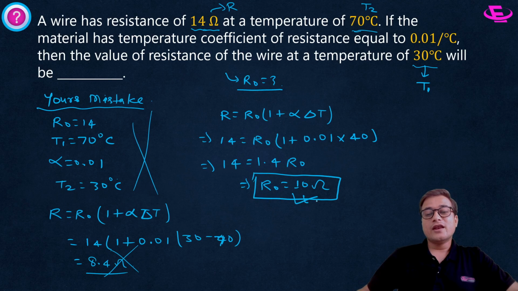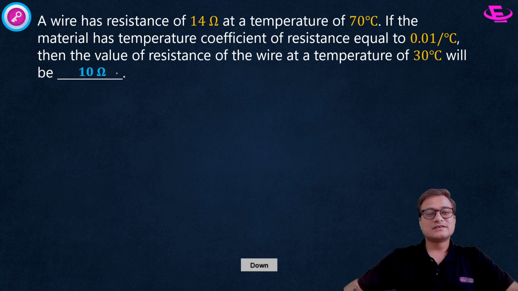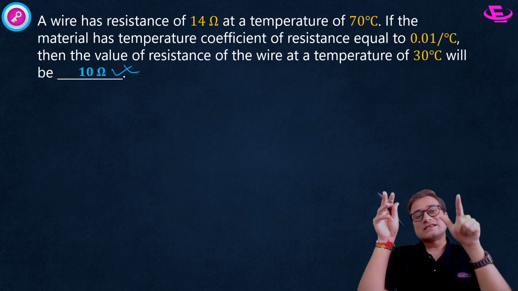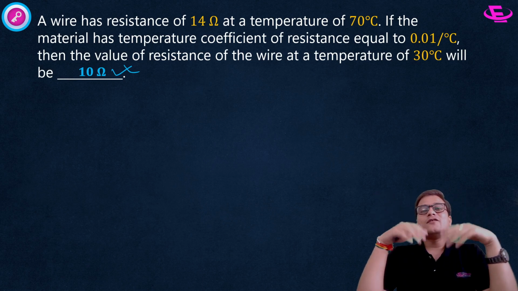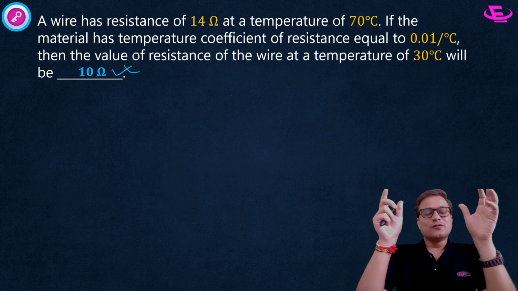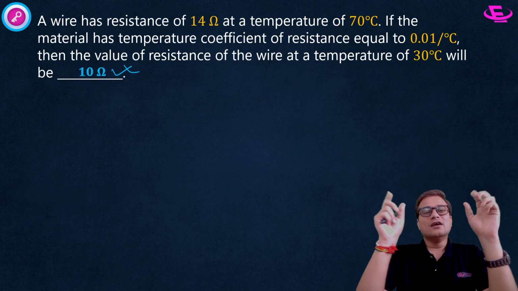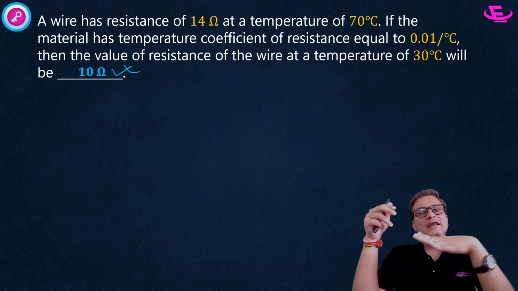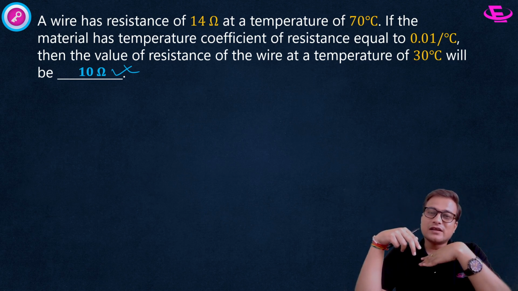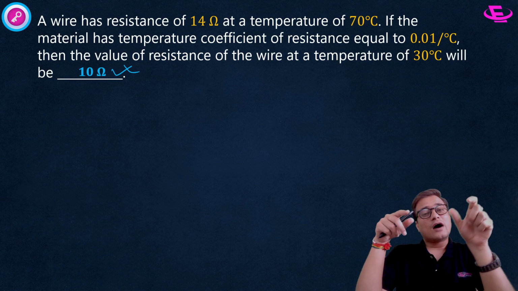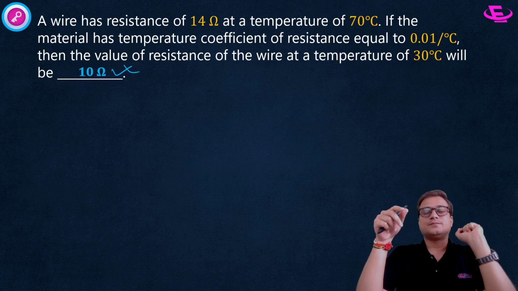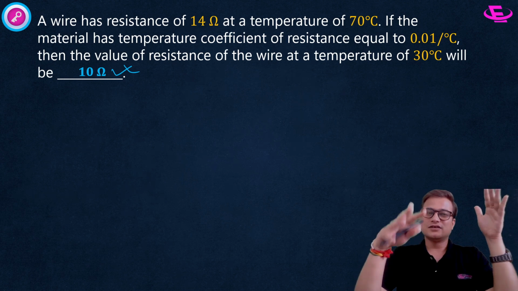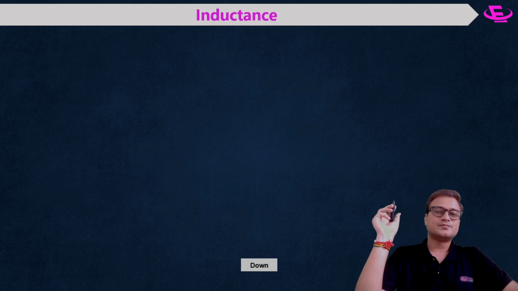So don't make any mistakes. Your final answer is 10 ohm. In fact, when I was in BTech, I once made this mistake. So from next time you will remember. Whenever I explain the temperature coefficient of resistance to students, I explain this type of question, where the first temperature is more and then the temperature is decreased. I hope it is clear to you.